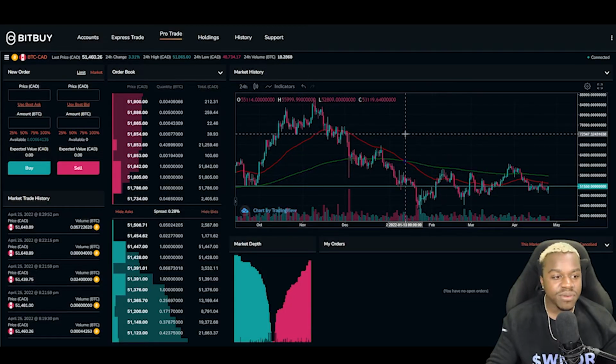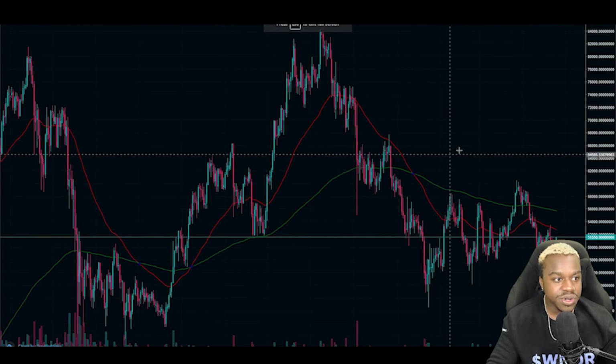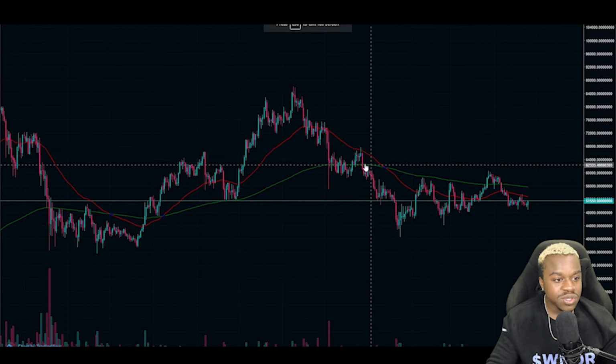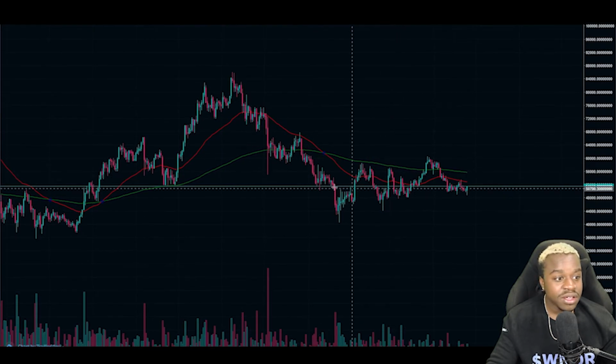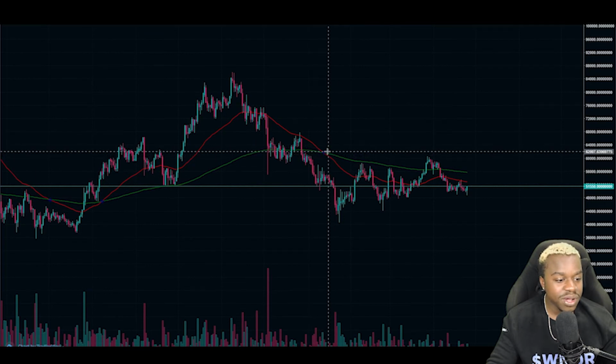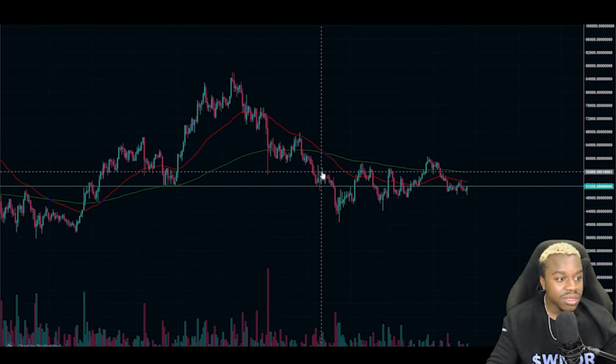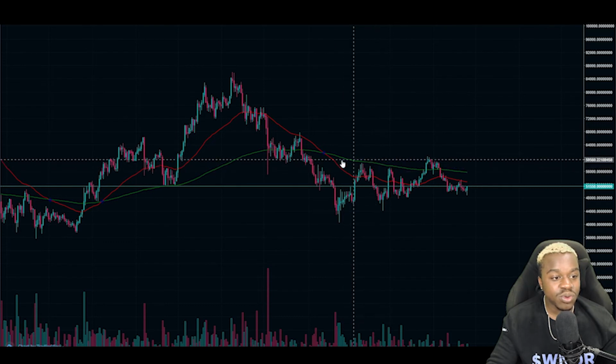And a quick example here before we wrap this up, right here on the BitBuy Pro Trade. Let me zoom in and show you. So this red one is the 50-day EMA and this green one is the 200-day EMA. Right now, as you can see, we did have a death cross here for Bitcoin on January 13th, and since then, price has been mostly trading sideways.